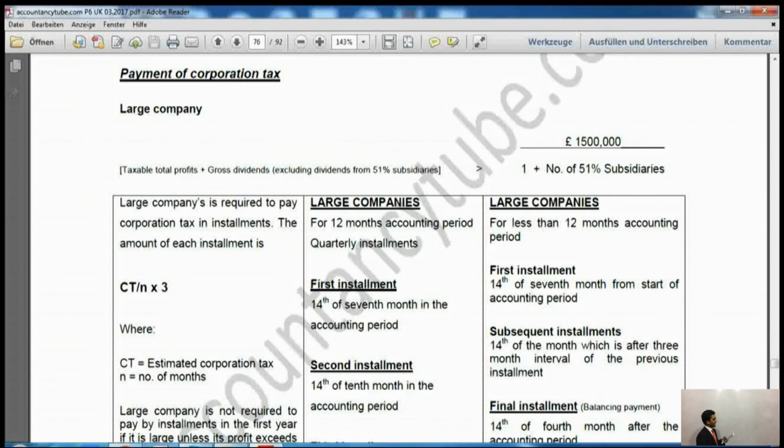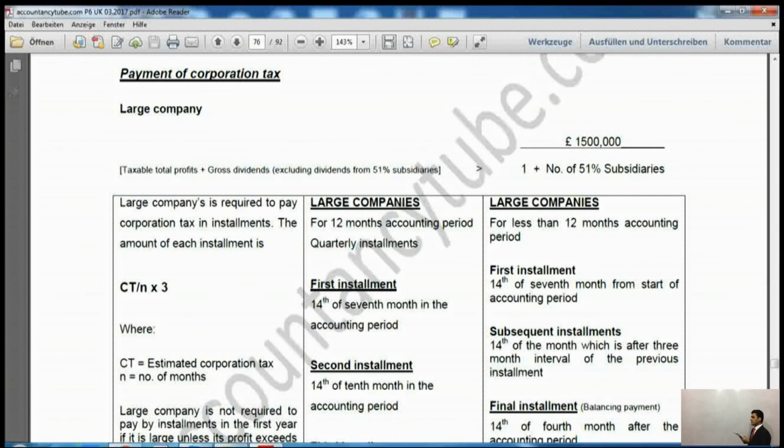Total taxable profit plus franked investment income, which are dividends. So if your company holds some shares in another company and dividends are being paid, then those dividends plus taxable total profit of its own, if it is 1.5 million or more, your company will be a large company.